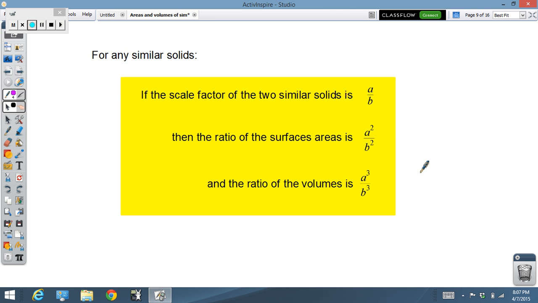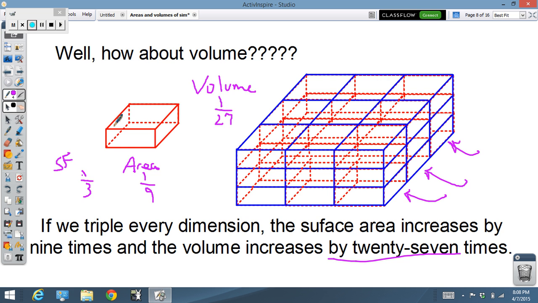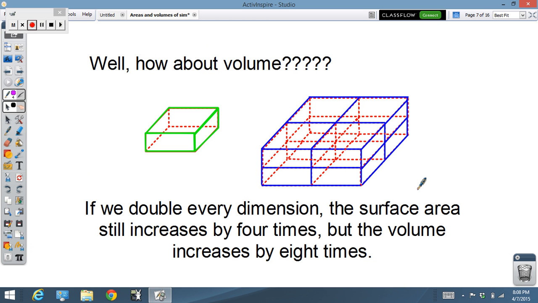We compare that to what we had here. We see that the pattern is going to emerge all the time. If our scale factor is A over B, our surface area is still going to change by A squared over B squared, just like it did before, but for the ratio of the volumes, we are going to cube those numbers. Going back to where we were, we take 3 cubed to get 27. Here we took 3 squared to get the area. Same back here: for every surface area, what we had was 2 squared when we doubled it, and 2 cubed when we look at the volume.